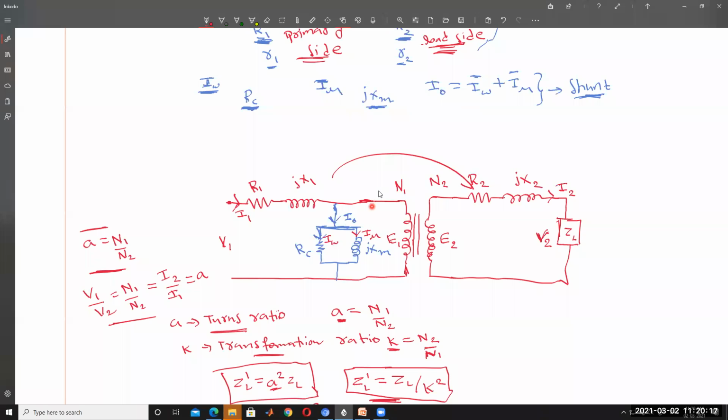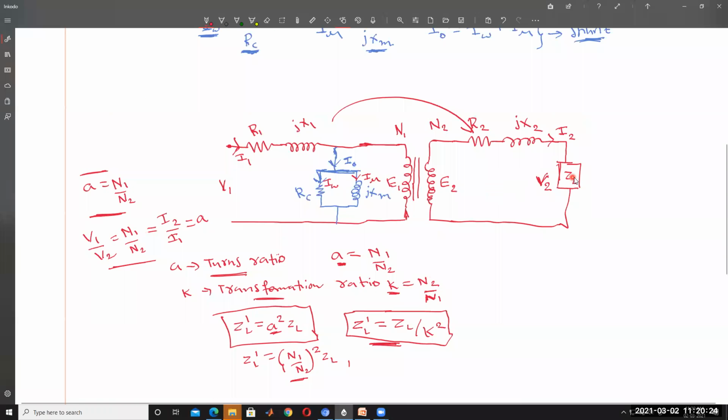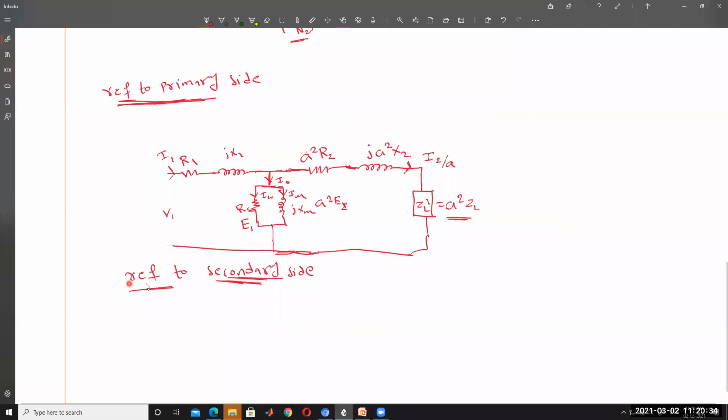And I naught into A. So like this we have to represent it. ZL stays as it is, no changes. R2 is also no change, jX2 also no change. All of you draw the circuit diagram referred to the secondary side, when all elements are converted into the secondary side of the transformer. So this is homework. Otherwise, draw the circuit diagram, all of you, referred to the secondary side.